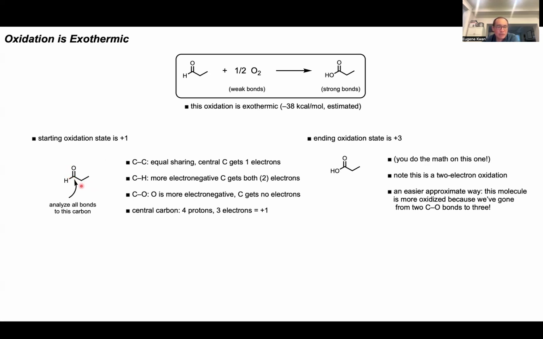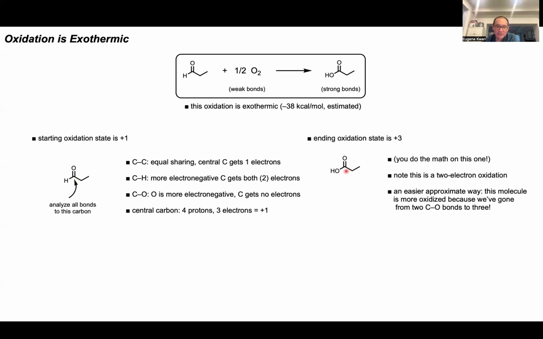Now we can do the same thing with the CH bond. This time the carbon is more electronegative than the hydrogen, so under this ionic rule, we're just going to give both electrons to the central carbon, now having three total. And in this carbon-oxygen double bond, well, the oxygen is more electronegative. It gets all the electrons. The central one gets none. And so in the end, we have four protons on this carbon and three electrons, giving an overall oxidation state of +1.